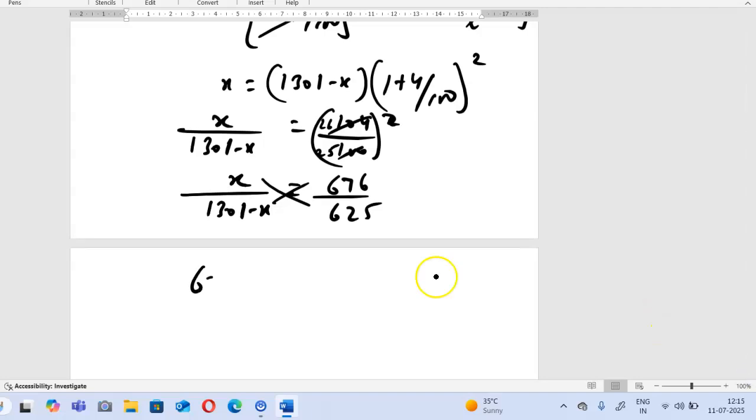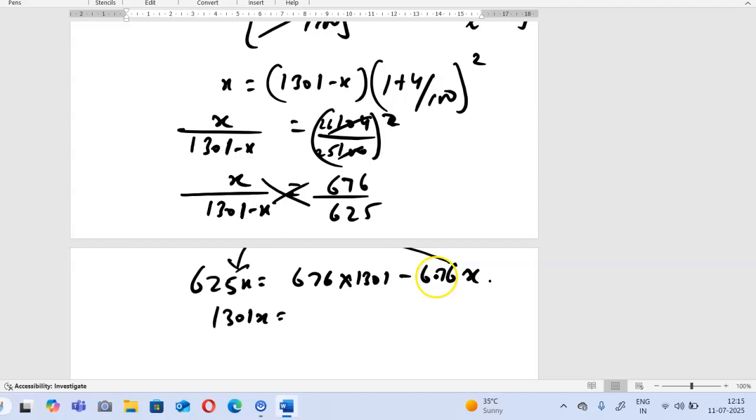So 625x equal to 676 into 1301 minus 676x. If you add 625 with 676, I get 1301x equal to 676 into 1301. That means x is 676 rupees. So A will get 676, the other will get rupees 625.